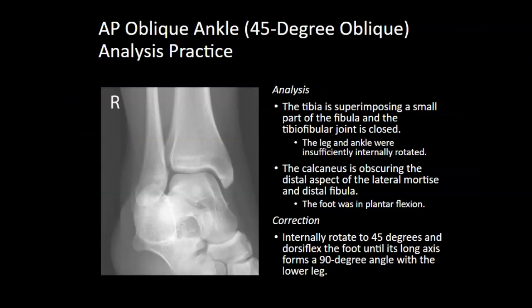I have one practice analysis for the 45-degree oblique projection. When taking a look at this practice analysis, we can see that the tibia is superimposing just a small portion of the fibula and the tibio-talar joint space is closed. This should tell you that your leg and ankle were insufficiently rotated. Also, the calcaneus is obscuring that distal aspect of the mortise joint, or that lateral mortise, sorry, and the distal fibula. The foot is in plantar flexion.